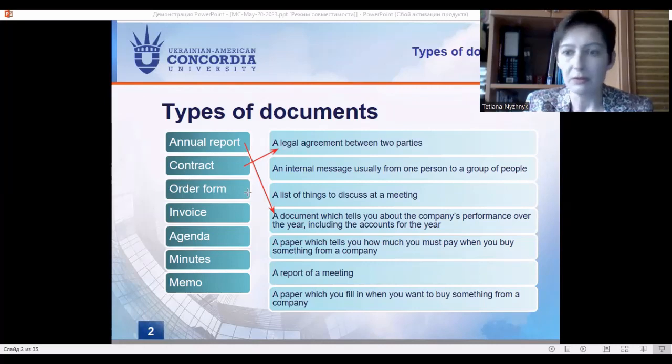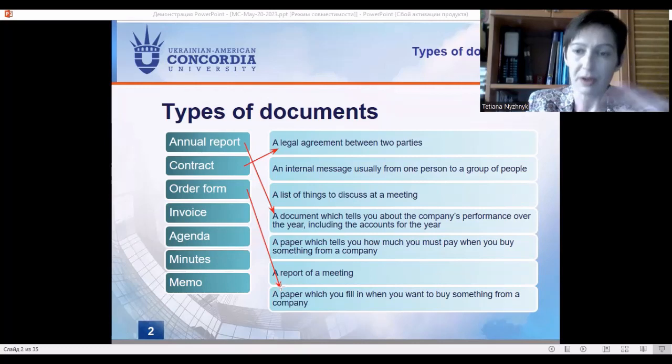Now, there is only one document here, which is actually a form. A form is something which has got pre-printed information, which is already there. You will just have to insert the data or the details that are important. Now, this particular form is an order form. And as I've already given you a hint, this is a paper which you fill in when you want to buy something from a company. Now, an invoice is something which the company will send you after you have completed an order form. This is a paper which tells you how much you must pay when you buy something from this company.